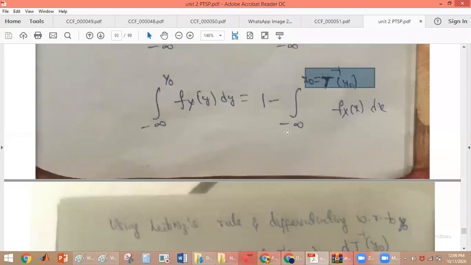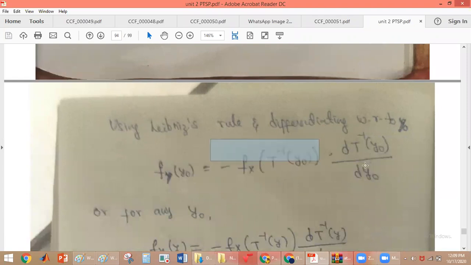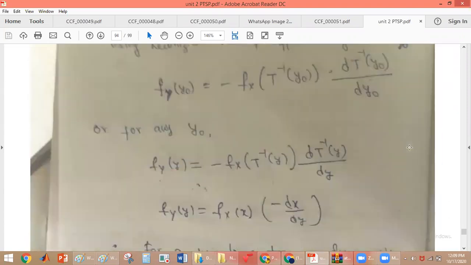That is why the second term will be 0. Since there is no y term in F_X, the partial derivative of F_X of x with respect to y naught will be 0. So that is why we will have only the first term, f_X of T inverse y naught times d T inverse y naught by dy naught. This is the value for y naught. Now we write it for the general case, replacing y naught with y.